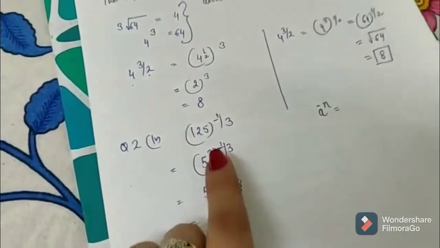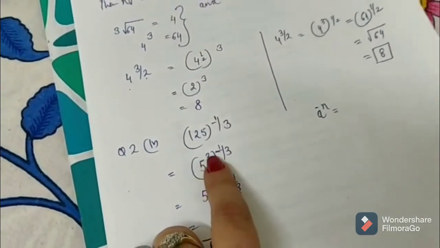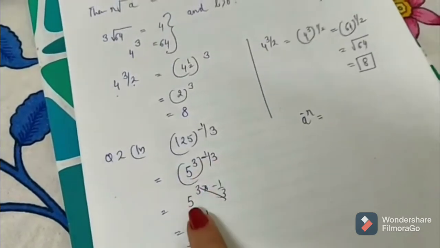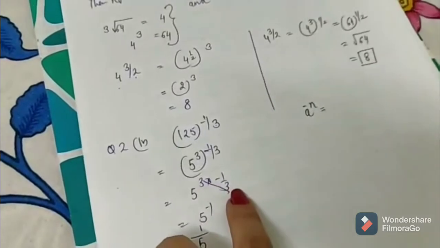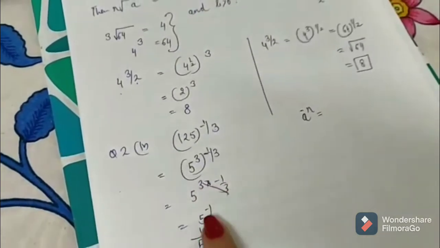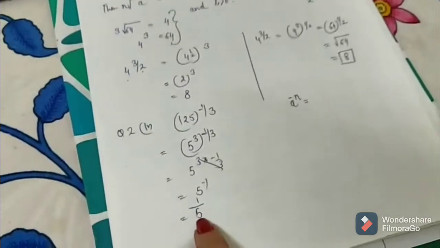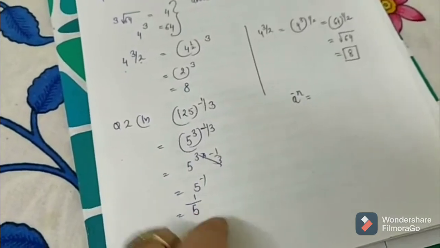1/3. यानी कि this is a raised to power m into n. यानी कि 5 raised to 3 into minus 1/3. 3 and minus 1/3, 3 and 3 are cancelled. 5 raised to power minus 1 and 1 upon 5 is the answer.